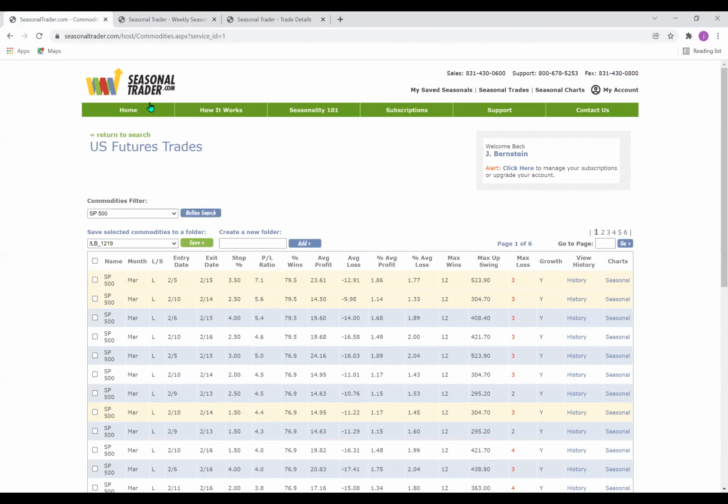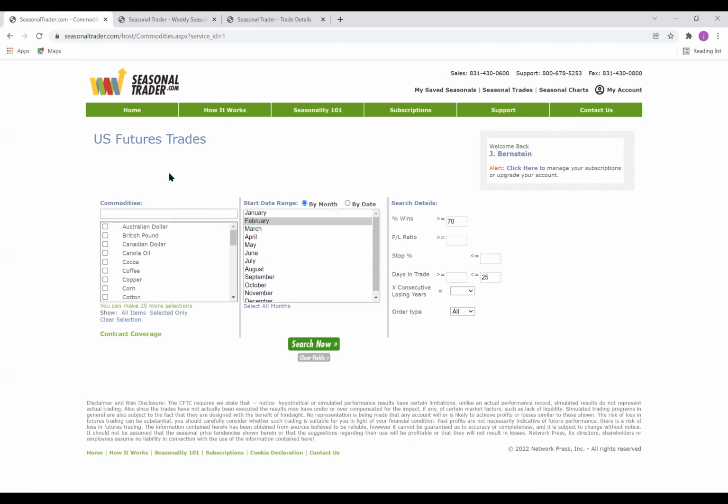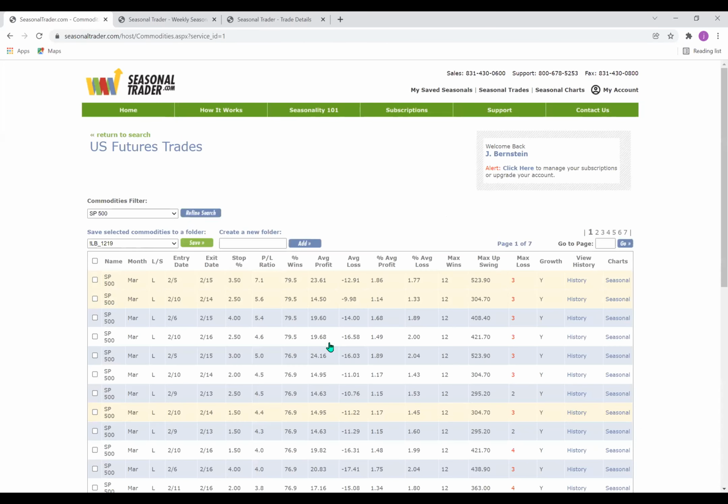Example. I can go back to the search. I can say, for S&P, I'm looking for a bigger trade, a trade that lasts longer than 25 days. How about 50 days? We can do a research right over here. It's completely algorithmic, completely objective, no interpretation. So now we have trades that last up to 50 days.